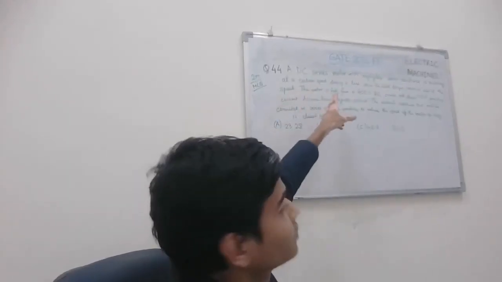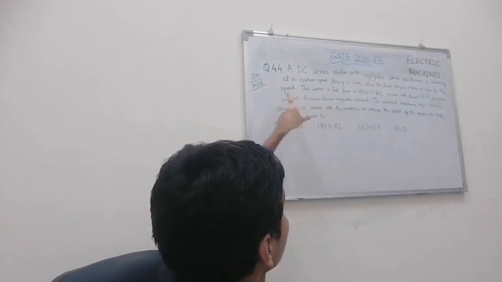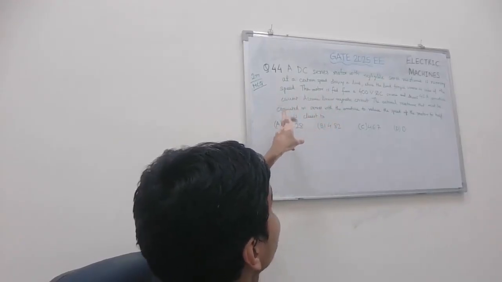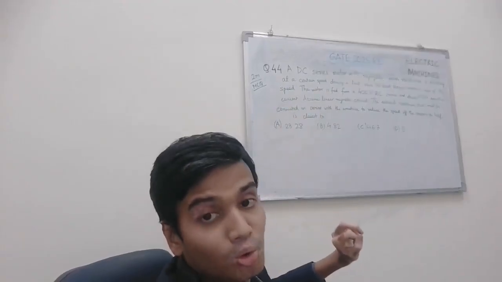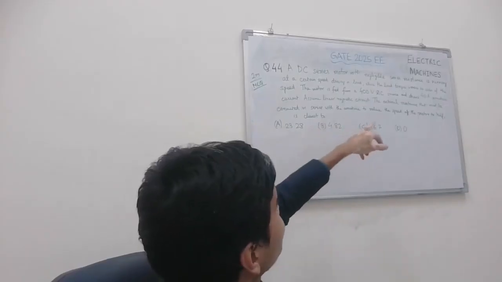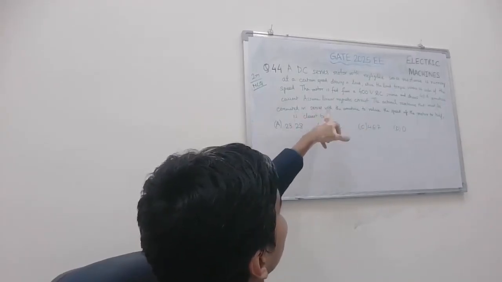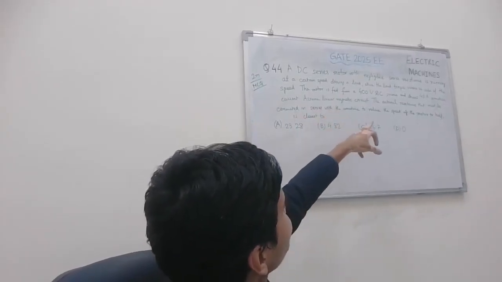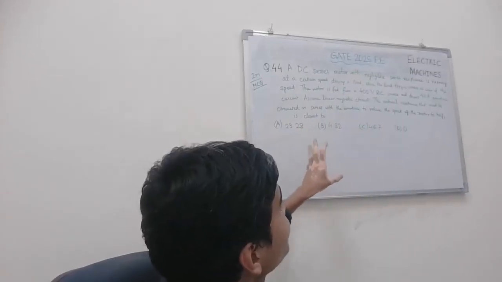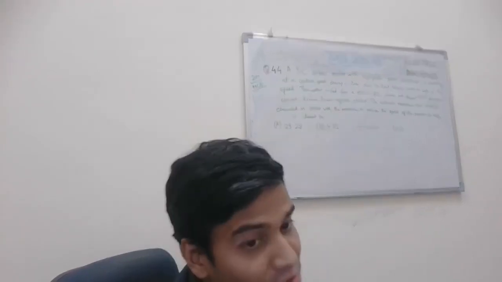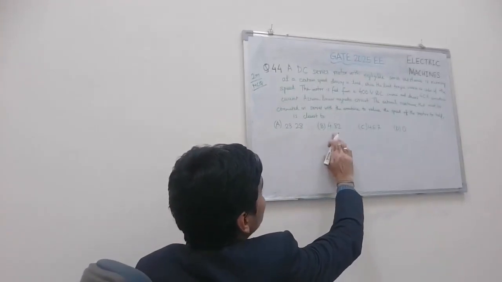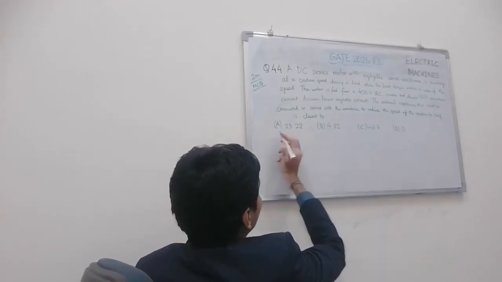A DC series motor with negligible series resistance is running at a certain speed, driving a load where the load torque varies as cube of the speed. The motor is fed from a 400 volt DC source and draws 40 amperes armature current. Assume linear magnetic circuit. The external resistance that must be connected in series with the armature to reduce the speed of the motor to half is closest to. Options are A 23.28, B 44.82, C 46.7, and D 0.